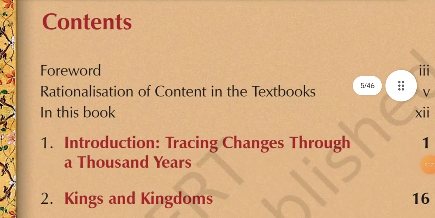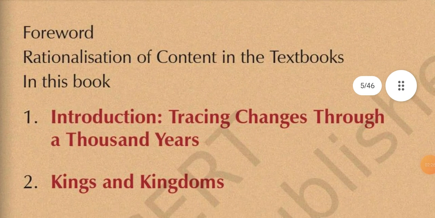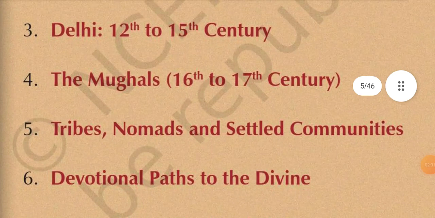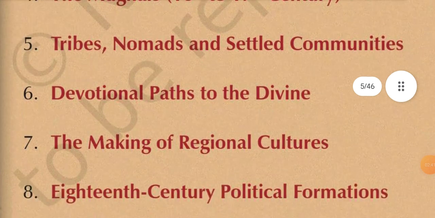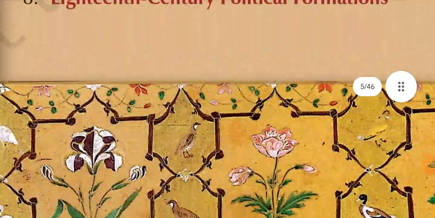History. Contents. Foreword. Rationalization of content in the textbook. 1. Introduction: Tracing changes through a thousand years. 2. Kings and kingdoms. 3. Delhi, 12th to 15th century. 4. The Mughals, 16th to 17th centuries. 5. Tribes, nomads and settled communities. 6. Devotional paths to the divine. 7. The making of regional cultures. 8. Eighteenth century political formations.